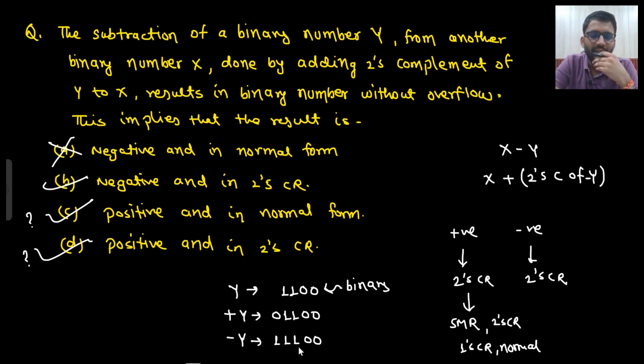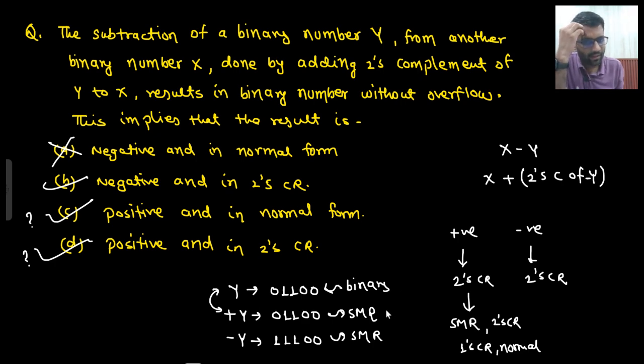Are you getting this point? Sometimes in GATE examination it happens that if they are taking 2's complement, tell me one thing, this is your SMR, right? And this is also your SMR, and this was binary. Aren't both these things the same? I can write in this manner as well, no? And this would be equal to 2's complement as well.